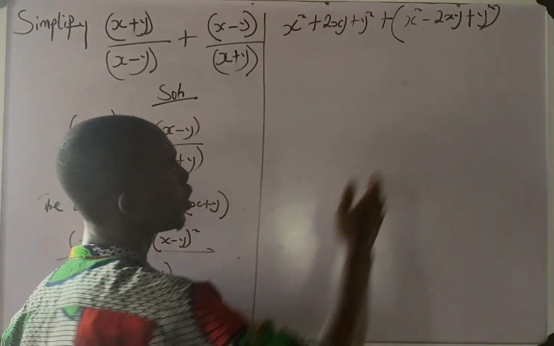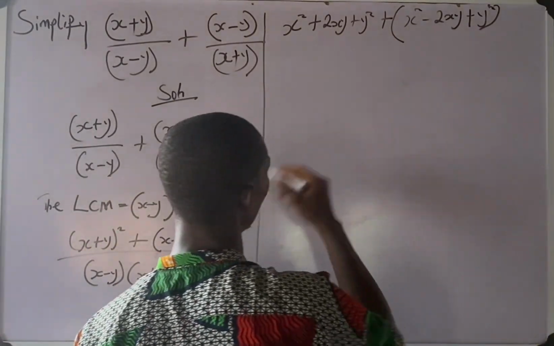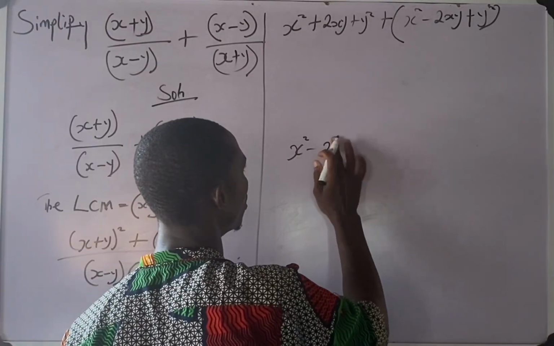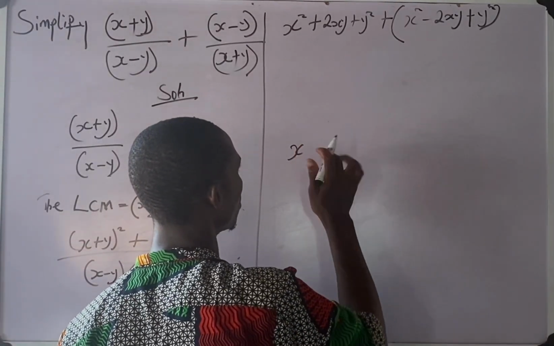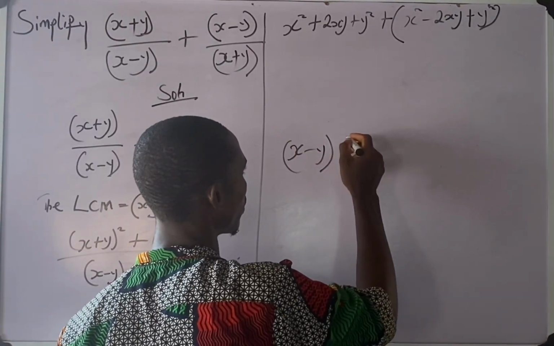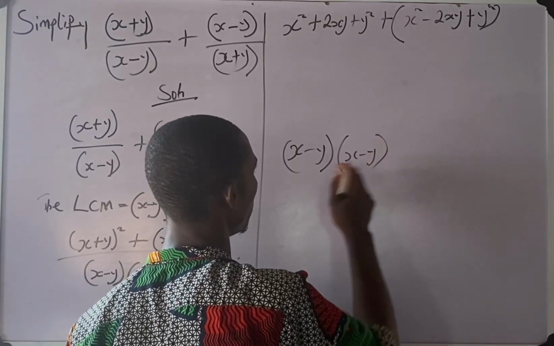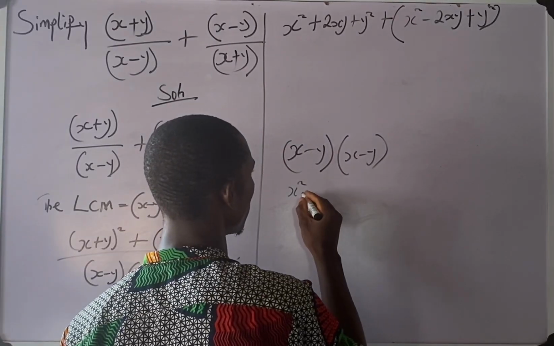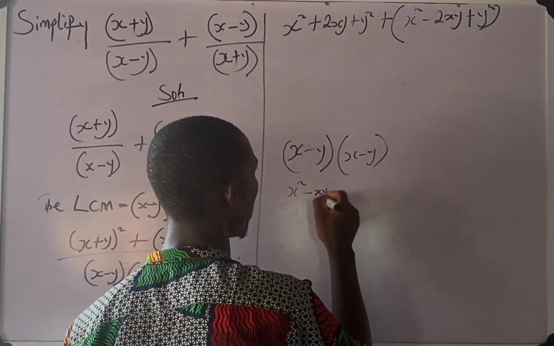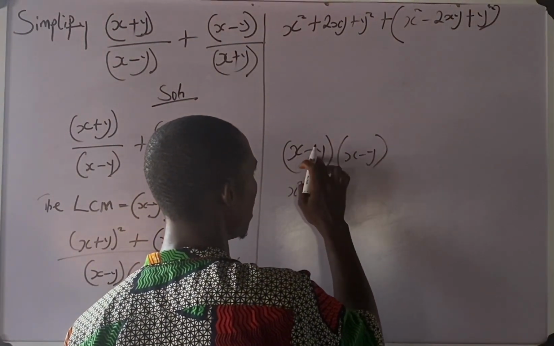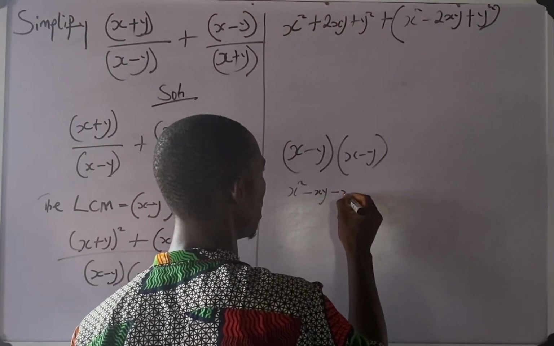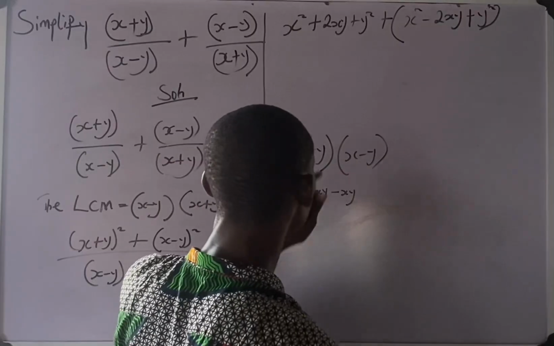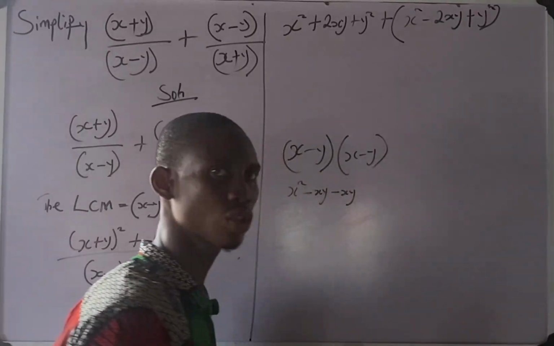Someone may want to ask, why the plus? Let me show you. We have (x - y)(x - y). x times x will give us x squared. x times minus y will give us minus xy. Minus y times x will give us still minus xy. Then minus y times minus y. When we have minus times minus, it will give us plus.